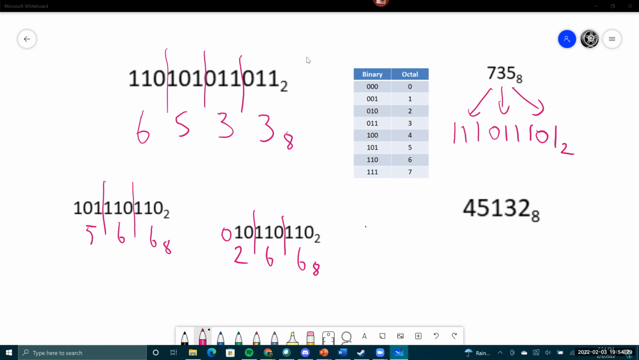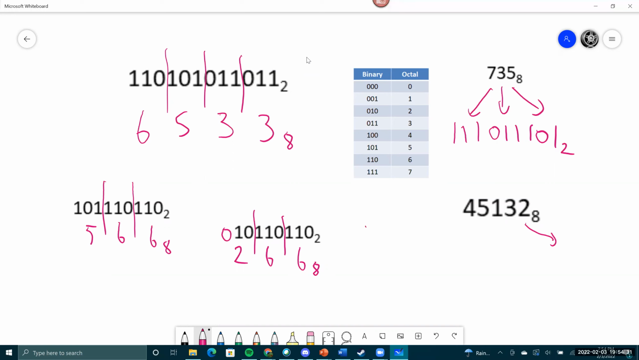Okay, so let's do this. 2 is 0, 1, 0. 3 is 0, 1, 1. 1 is 0, 0, 1. 5 is 1, 0, 1. And 4 is 1, 0, 0. So put it all together, and that is your binary. All right, any questions about octal to binary conversions?